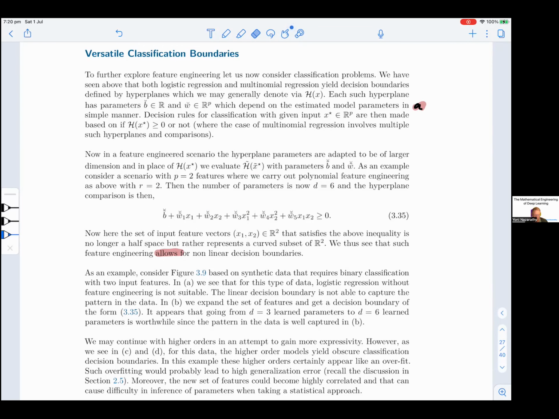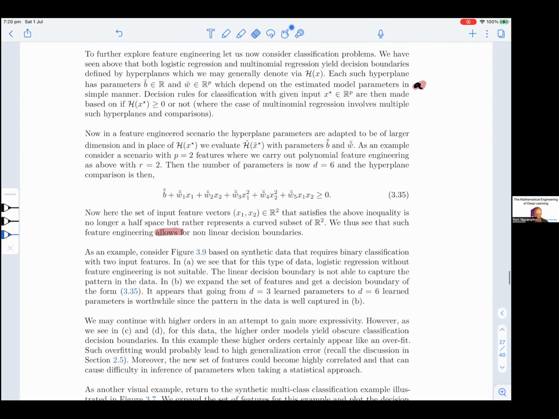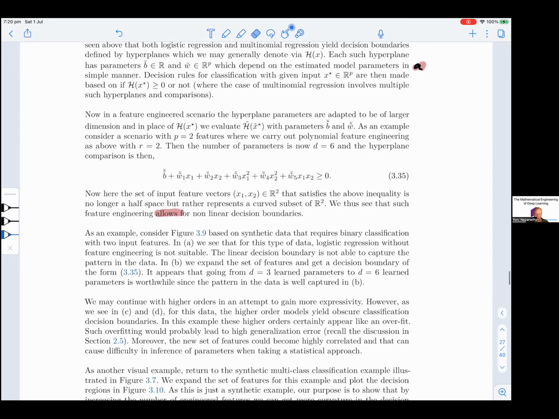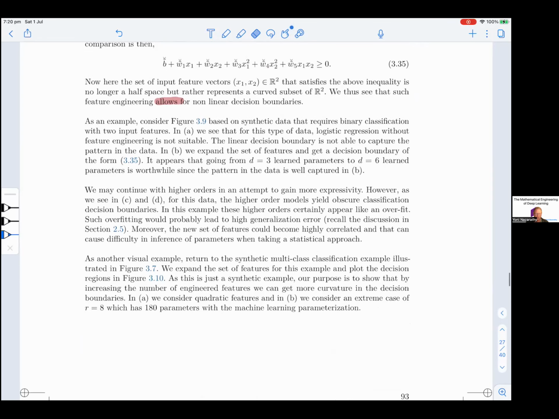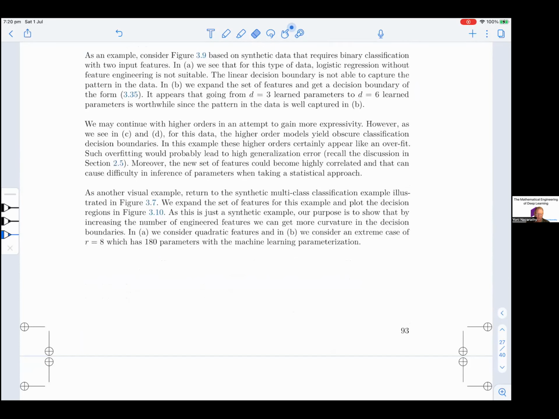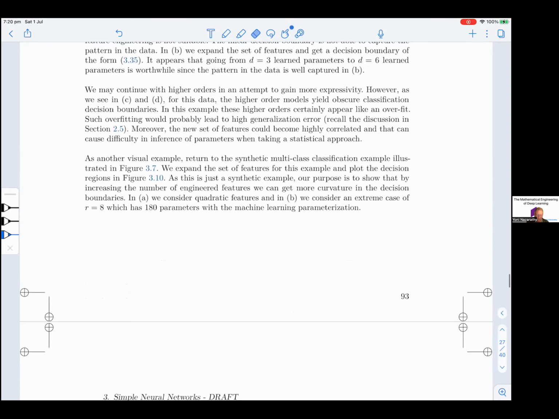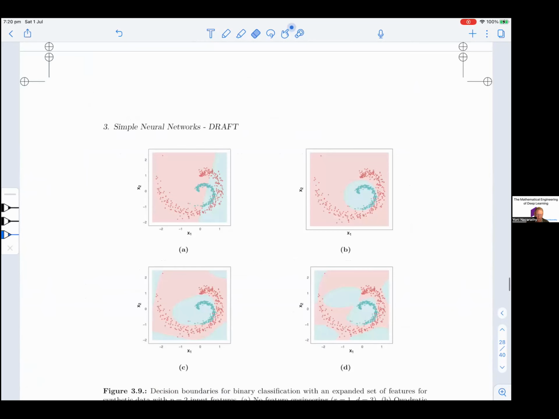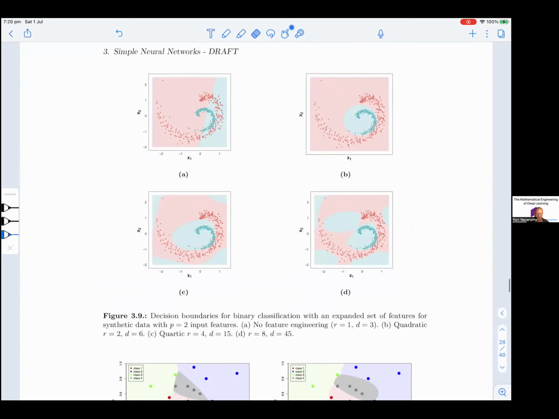As an example, consider figure 3.9 based on synthetic data. It requires binary classification with 2 input features. So again, with 2 input features, we could put things on the plane, p equals 2. In A, we see that for this type of data, logistic regression without feature engineering is not suitable. The linear decision boundary is not able to capture the pattern in the data.